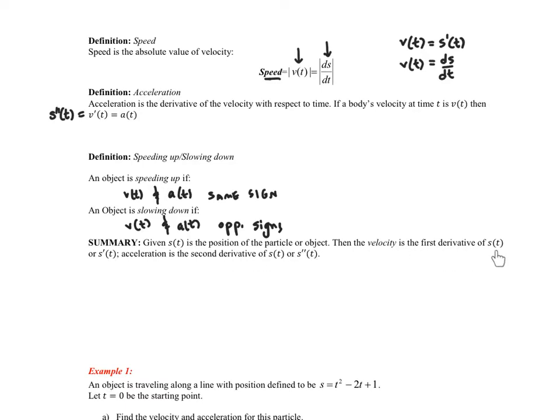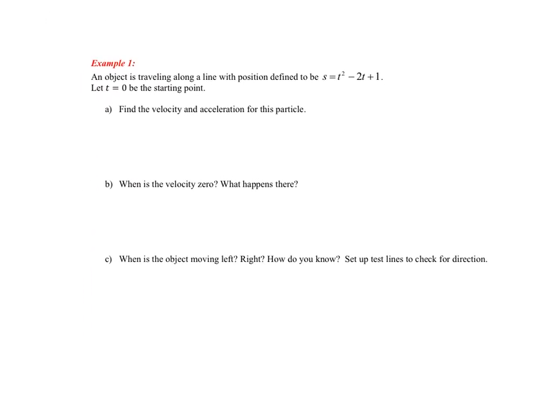All right, so the summary of this last section: given position of a particle or object, the velocity is the first derivative of s of t, or s prime of t. Acceleration is the second derivative of s of t, or s double prime of t. Let's apply this to an example here.